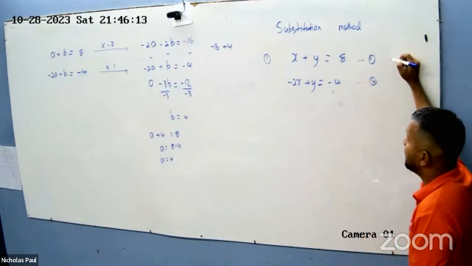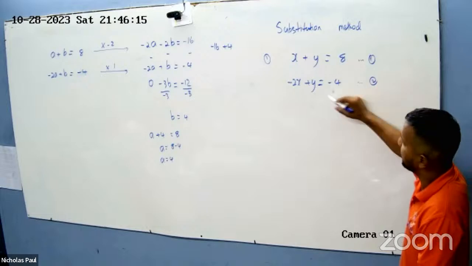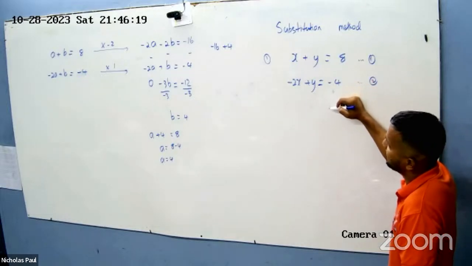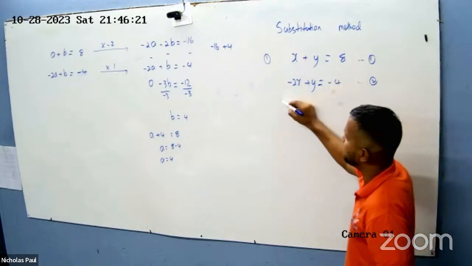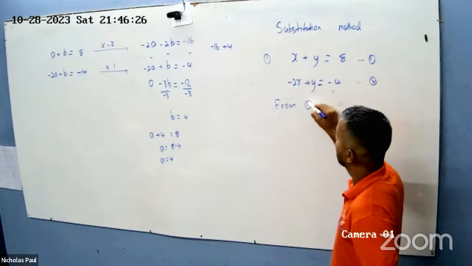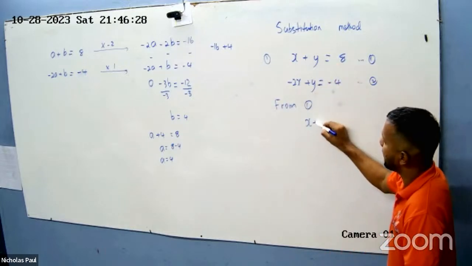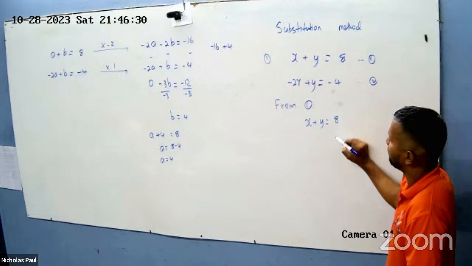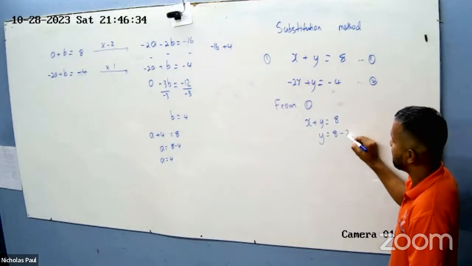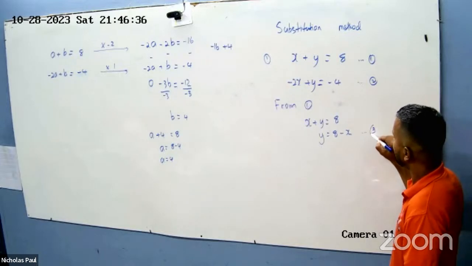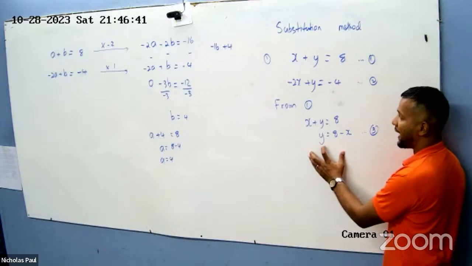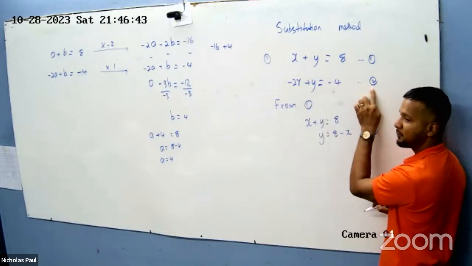So you want to make y the subject. You're looking for the equation where it might be easy for you to make y the subject. Either one could work in this case, but I'll choose one. So from equation 1, we are going to make y the subject of the formula. I'm going to move across x, and I'll get y is equal to 8 minus x. That's a new equation.